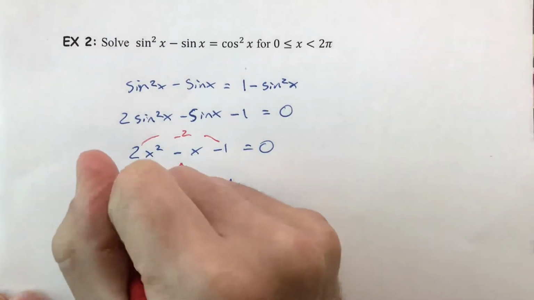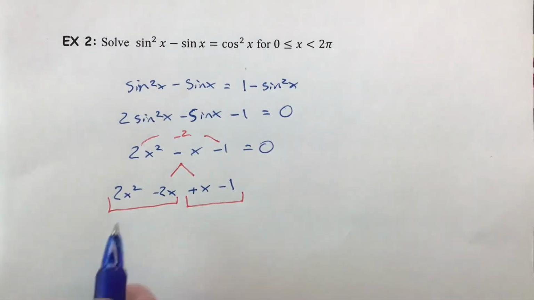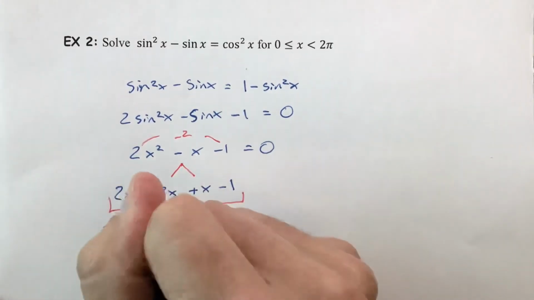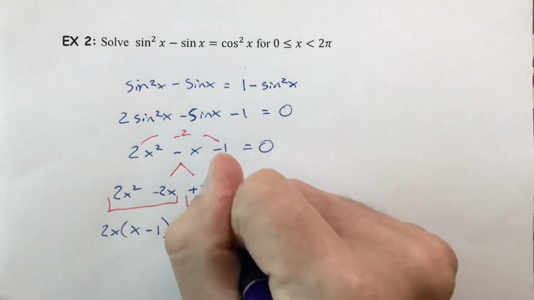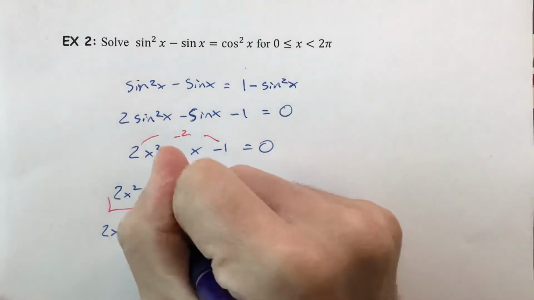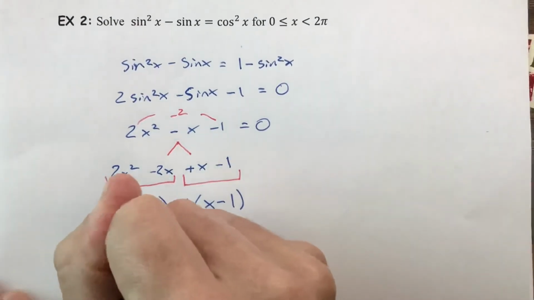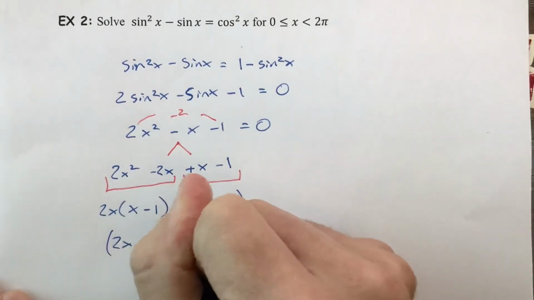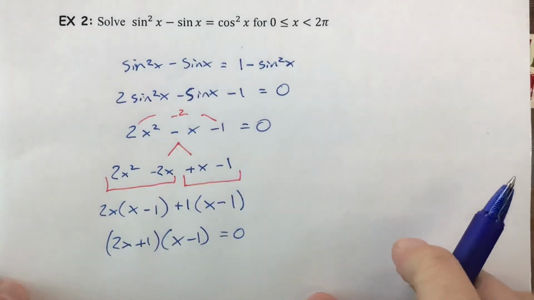Then factor by parts. Look at what each of these pairs have in common. The first pair, you can divide out a 2 and an x. You can take out a 2x. That leaves you with x minus 1. All right, and then the other one, we need to make sure that matches, so x minus 1. To get that, we're going to divide out a positive 1. So this will factor into 2x plus 1 and x minus 1. And of course, all this was set equal to 0. Kind of drop that out, but it's there.